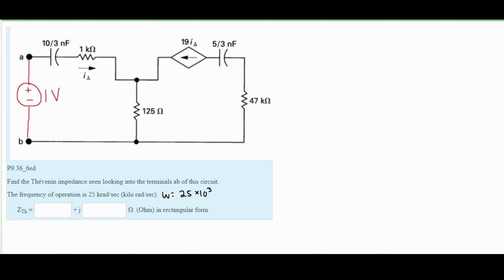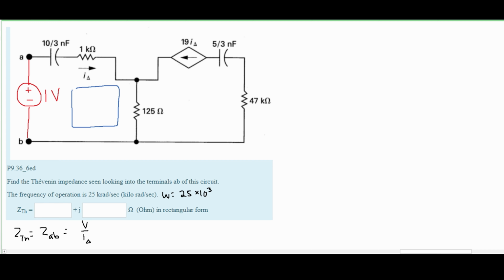Now, to solve this, we know that our Thévenin impedance is equal to our Z_AB, and we know that this is in ohms. To get ohms, we can use Ohm's law, voltage over current. We know that our test voltage is 1 volt. So now that we have our test voltage in here, all we need to do is find our current, and we know the current flowing here is our I delta. So we need to find our I delta.